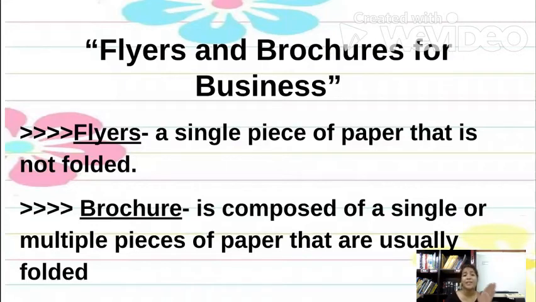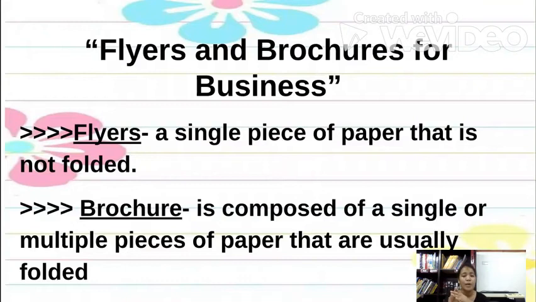So when we say flyers, this is a single piece of paper that is not folded. So if you're walking around there, many people are giving different flyers from different companies. They're giving one paper. They will just say, ma'am, this is for you. So you're just going to read the information about their business. One single piece of paper.